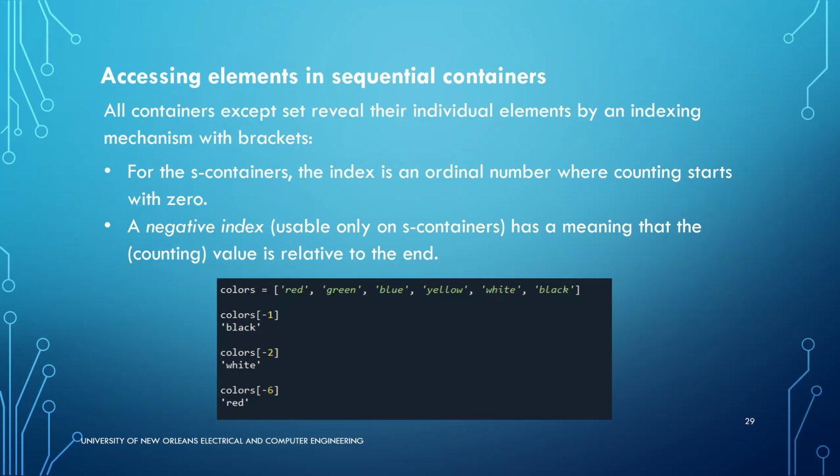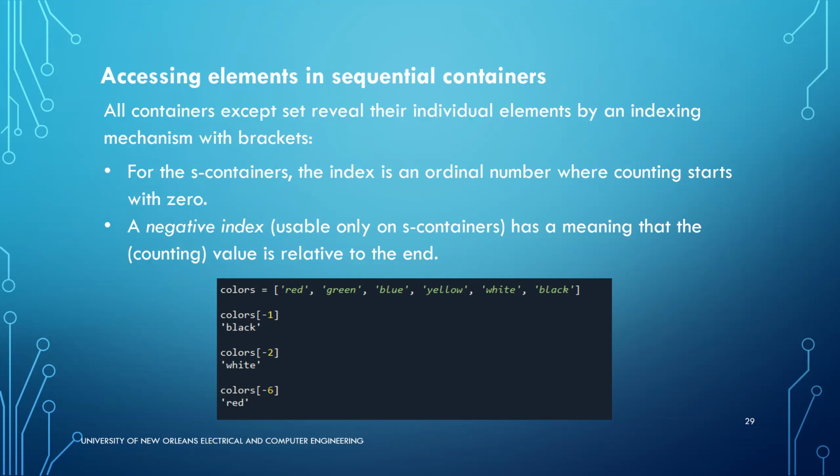So all containers except the set have individual elements you can find by an indexing method, using brackets in the case of lists, and parentheses in the case of tuples. For the S containers, the index is just a number where counting starts with 0, and a negative index is used only, again, on the S container types: strings, lists, and tuples. The negative index means that the counting value is relative to the end.